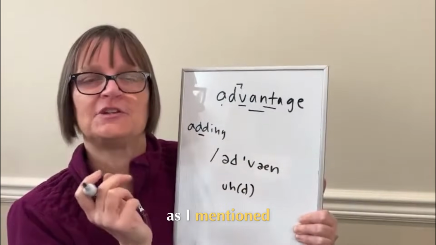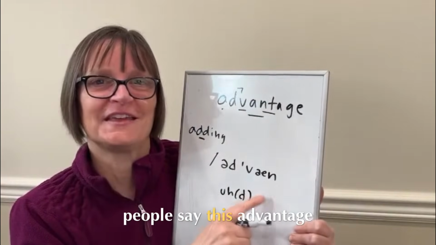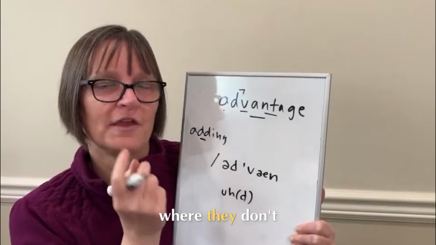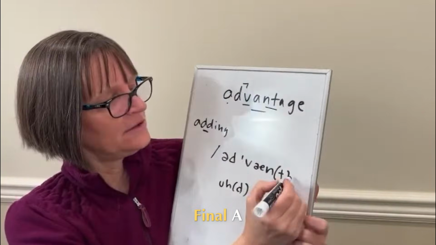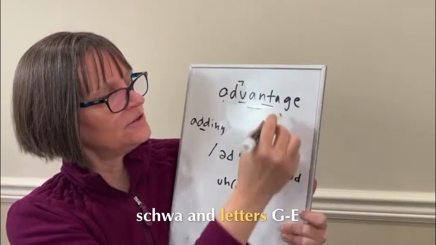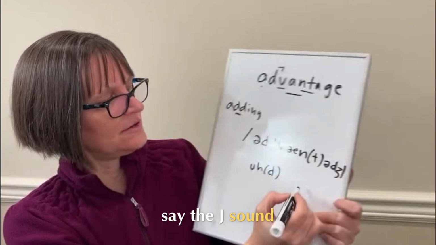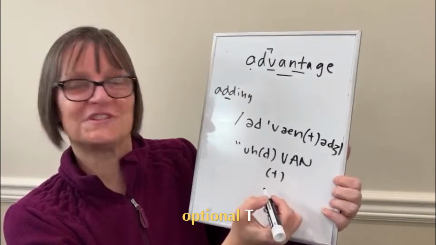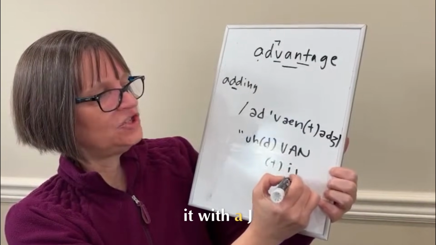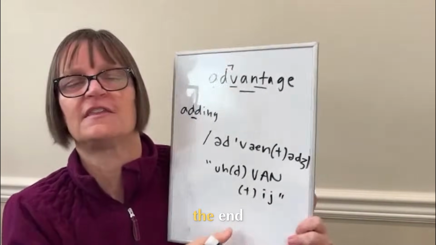And then, as I mentioned, you'll hear some people say this advantage, nidge, where they don't do that T either. Some people say advantage with the T. Final A is also a schwa, and letters GE say the J sound. So I would write it as advan, and then optional T, and then I'll write it with the J, even though we don't spell things with the J at the end.